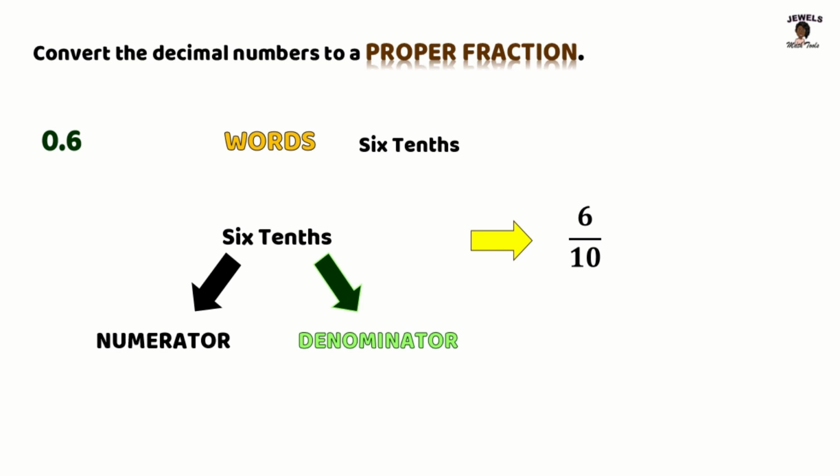Now this fraction can be simplified by dividing by 2. Both parts of my fraction can be divided by 2 without a remainder. So I'm going to simplify my fraction by dividing by 2. And we know that 6 divided by 2 will give us 3, and 10 divided by 2 will give us 5. So my fraction in its lowest terms is 3/5.